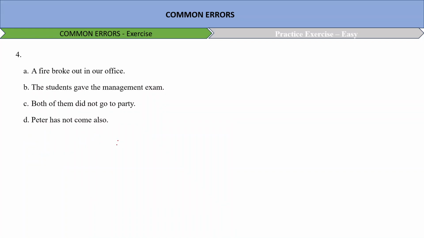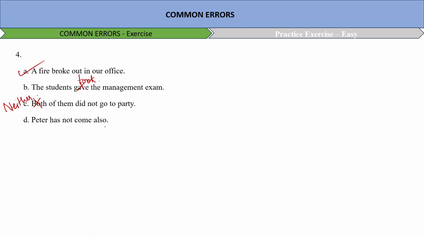Next question. A fire broke out in our office. Okay, fire broke out in our office, correct. The students gave the management exam. The students took the management exam. We take an exam, right? Both of them did not go to party. Neither of them.